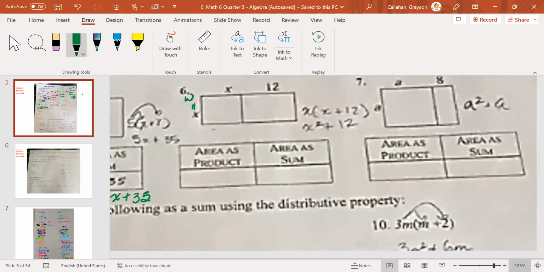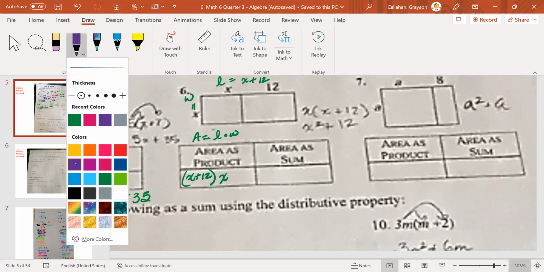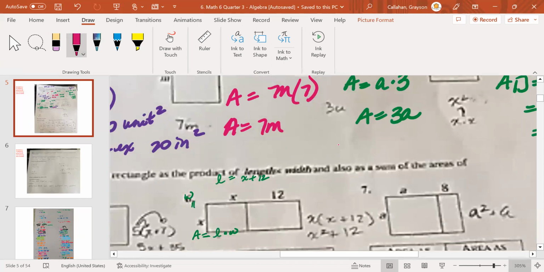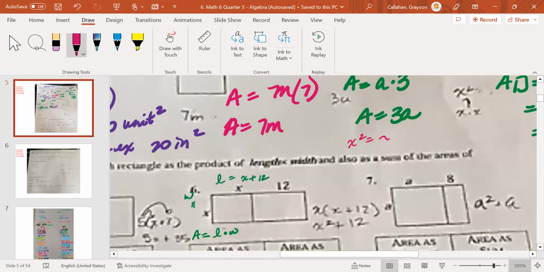Okay. So for number 6, x is going to be your width. Your length is x plus 12. Area as a product. Your area is length times width, right? Your length is x plus 12. Width is x. So in this case, you're going to do the reverse distributive property, which is going to be x squared plus 12x. One of the biggest mistakes that kids will do, they put 2x plus 12x. Do you see that? And this is incorrect. It's x squared. X times x is x squared.